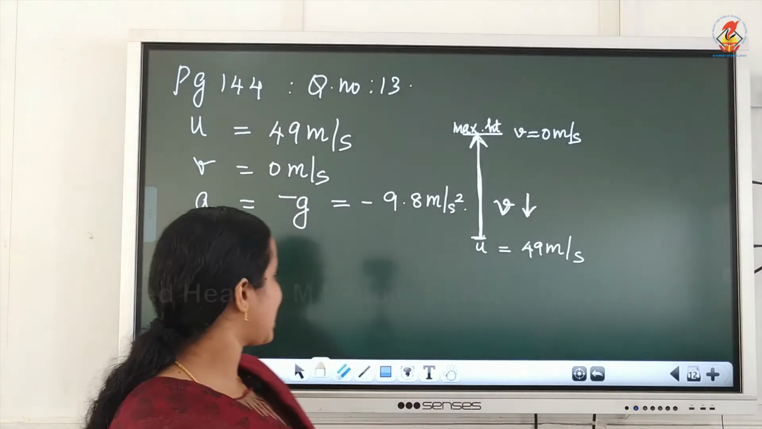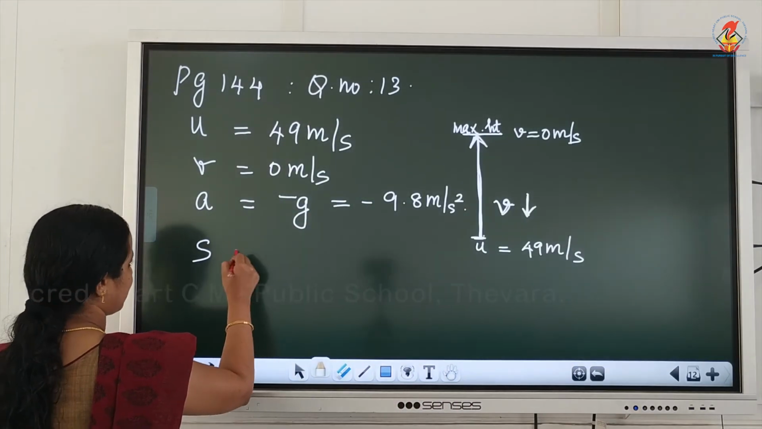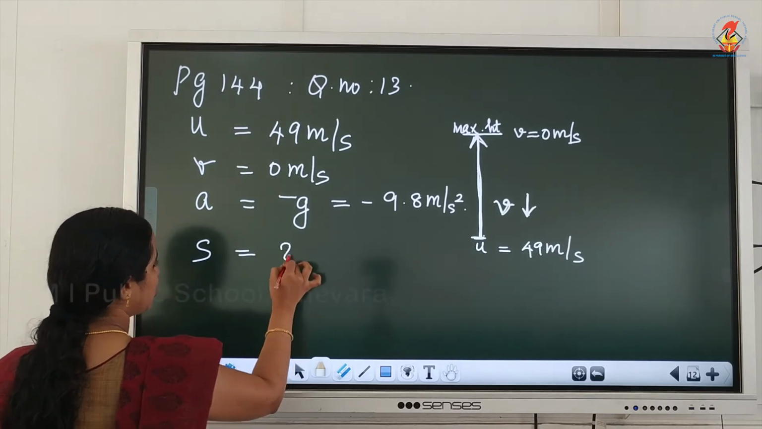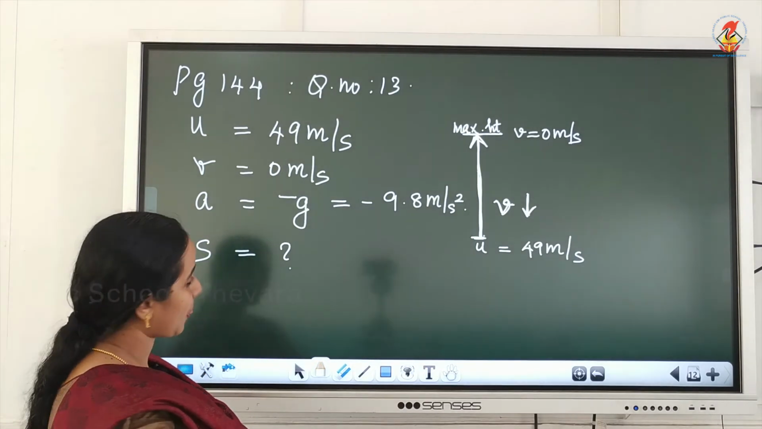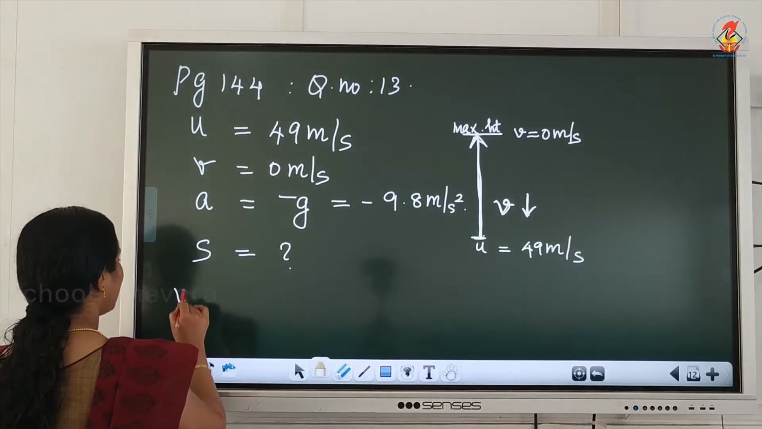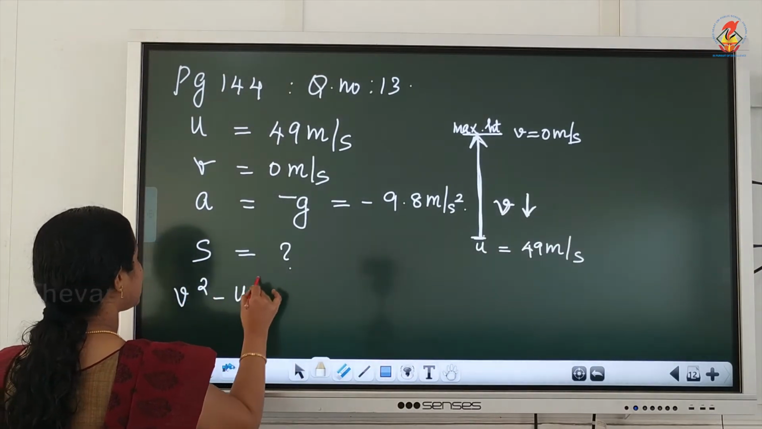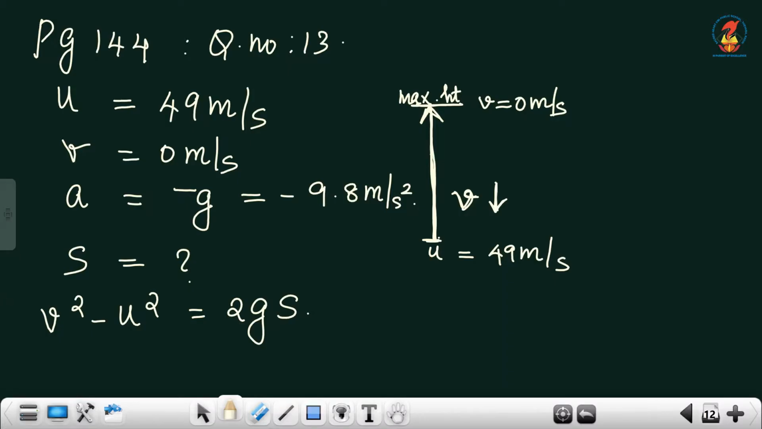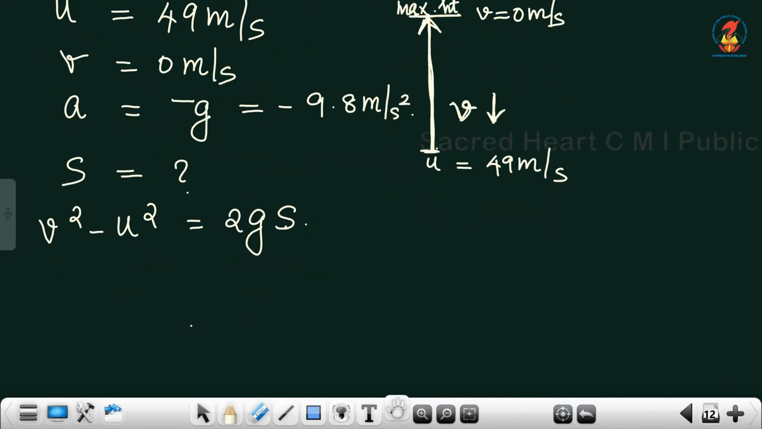The first subdivision is to find the maximum height to which it rises. So you need to find height or the distance, S. Again we have the equation v square minus u square is equal to 2gs, our third equation of motion. v is given, u is given in the question, the value of g is known, we need to find s. Let us substitute the values.